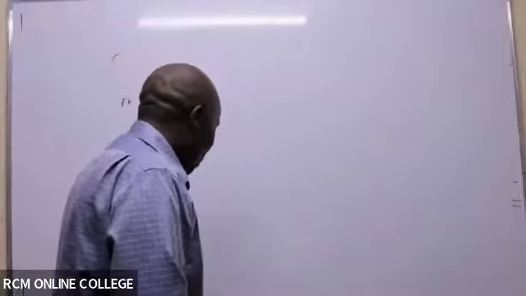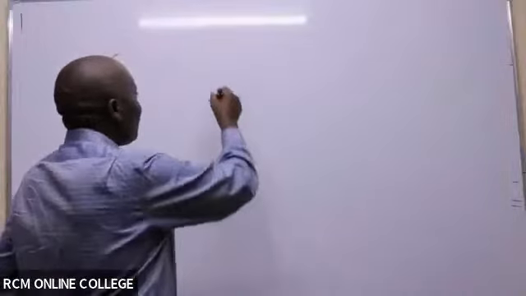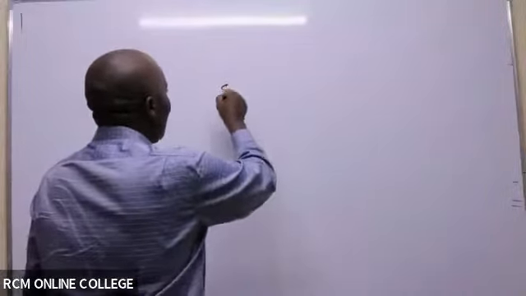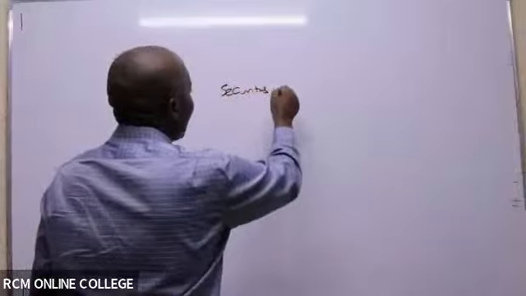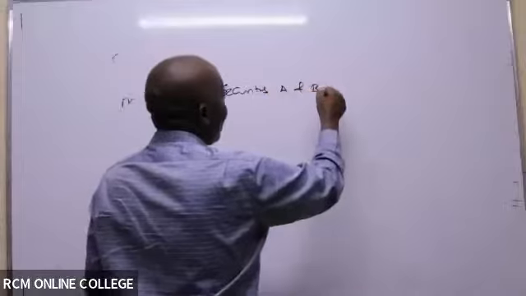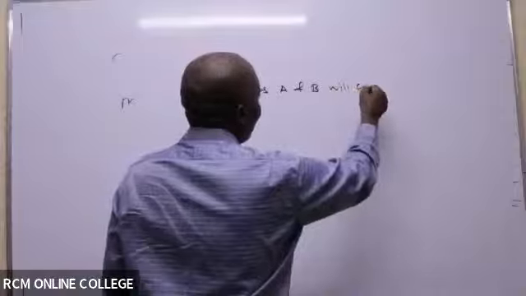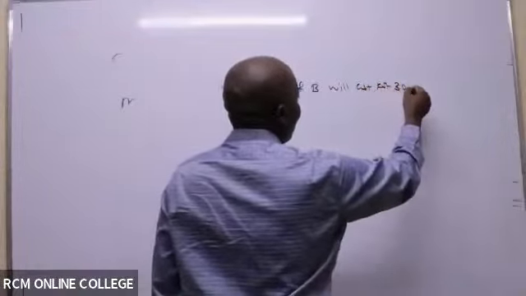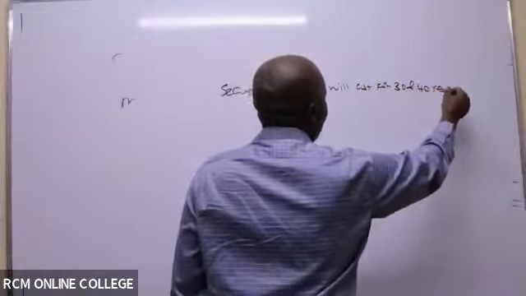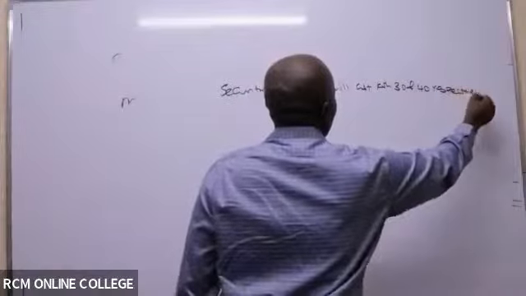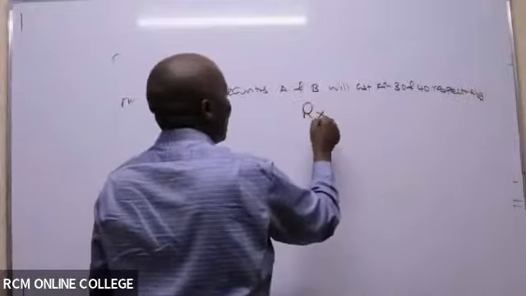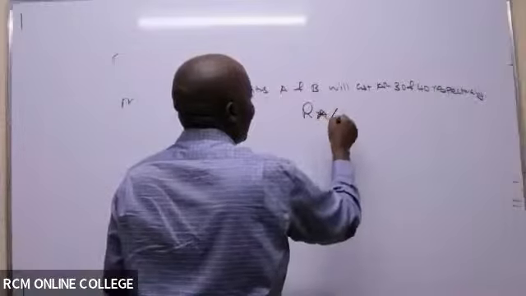Now you will come across something like this. You are told securities A and B will cost Kenya shillings 30 and 40 respectively. And then they'll give you the returns of A and the returns of B.